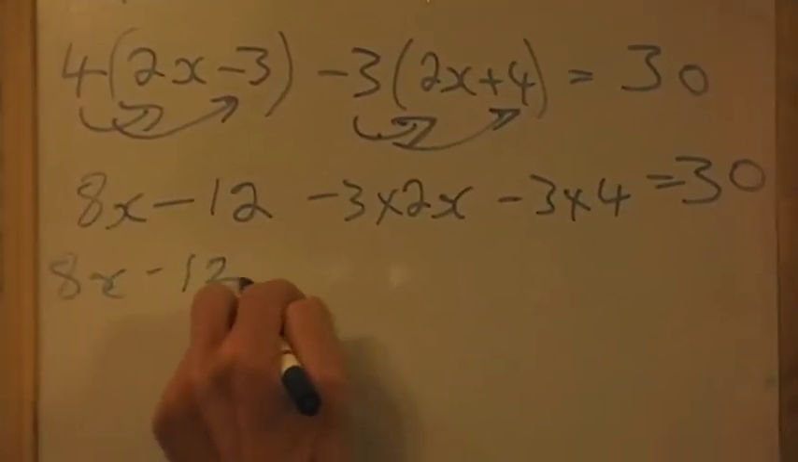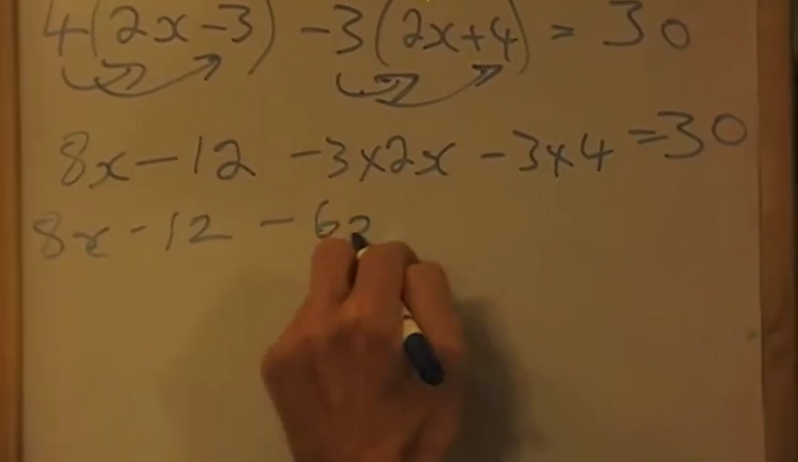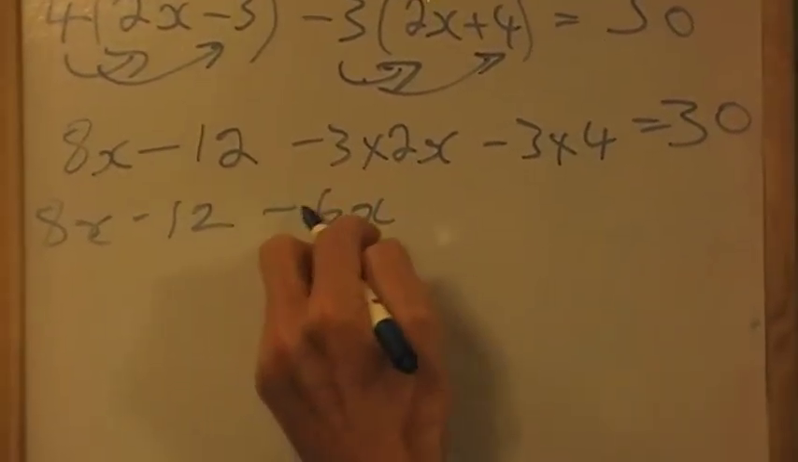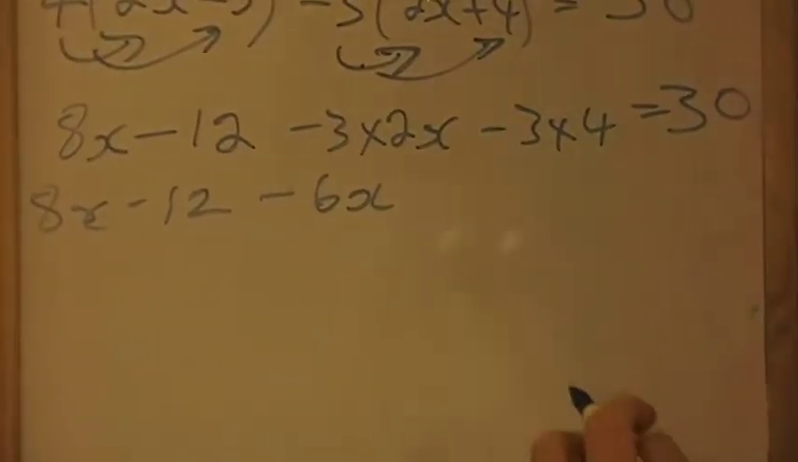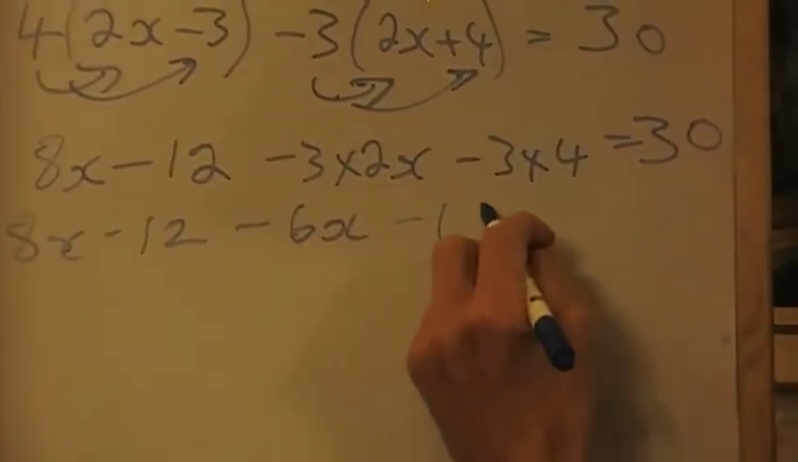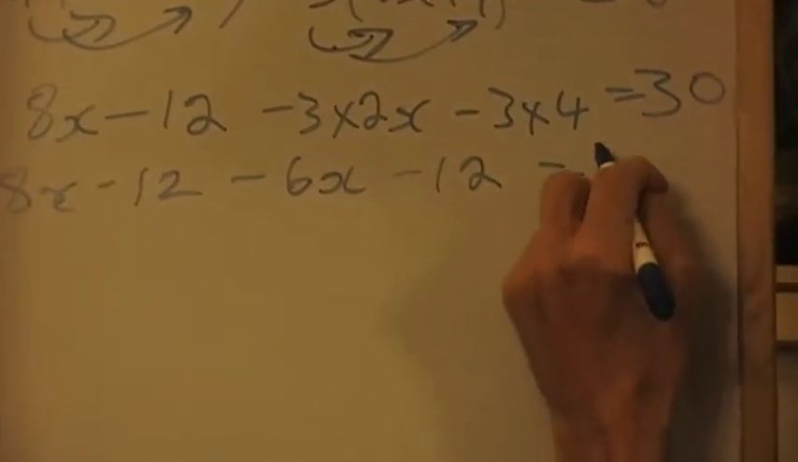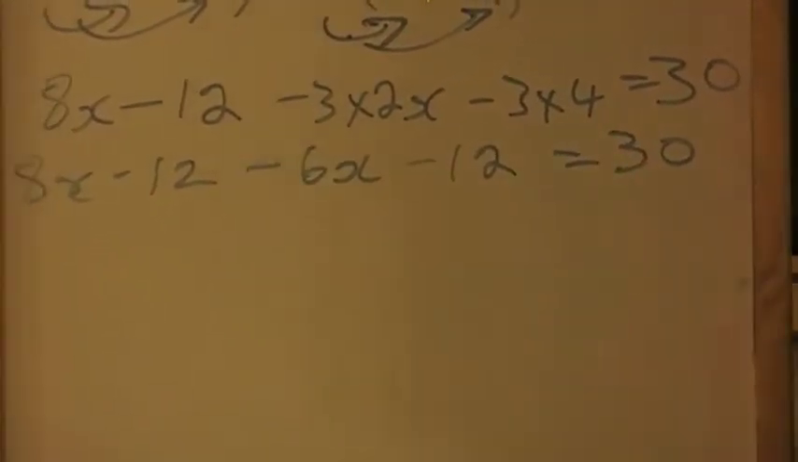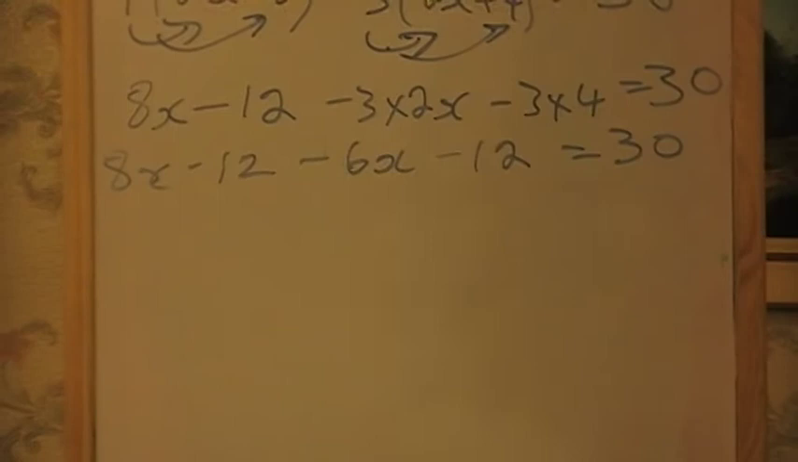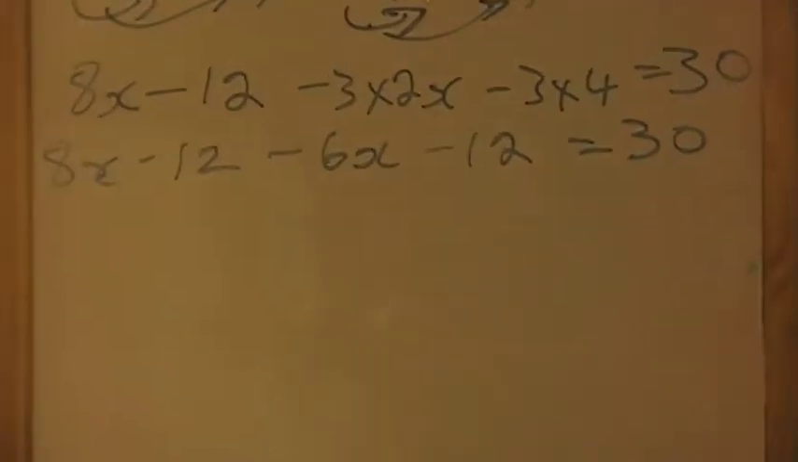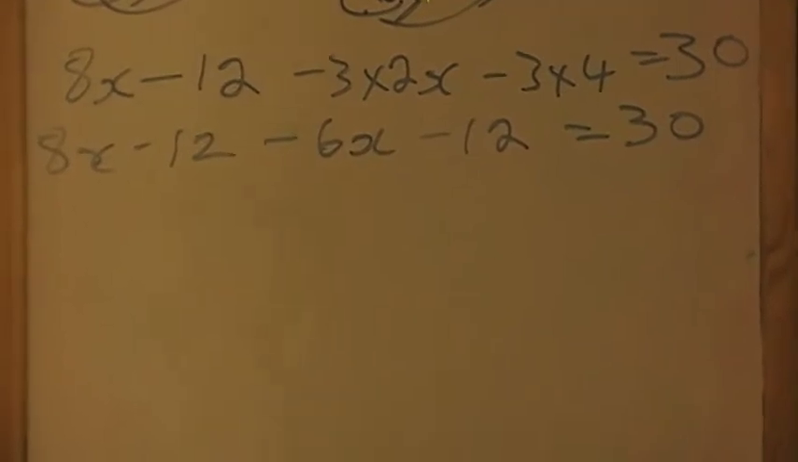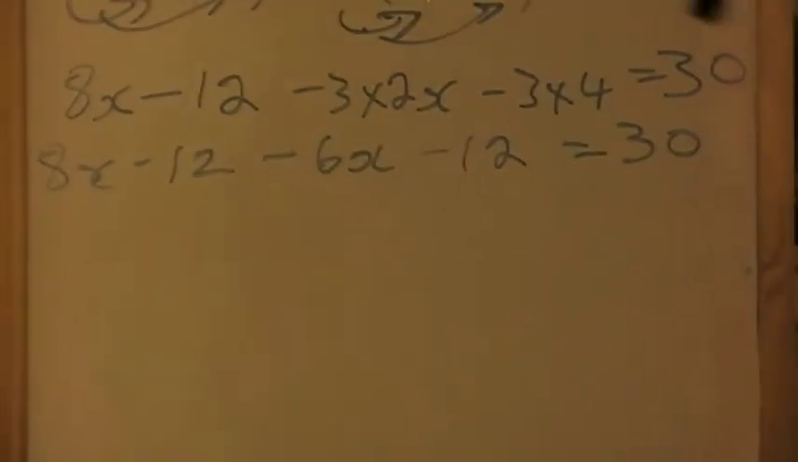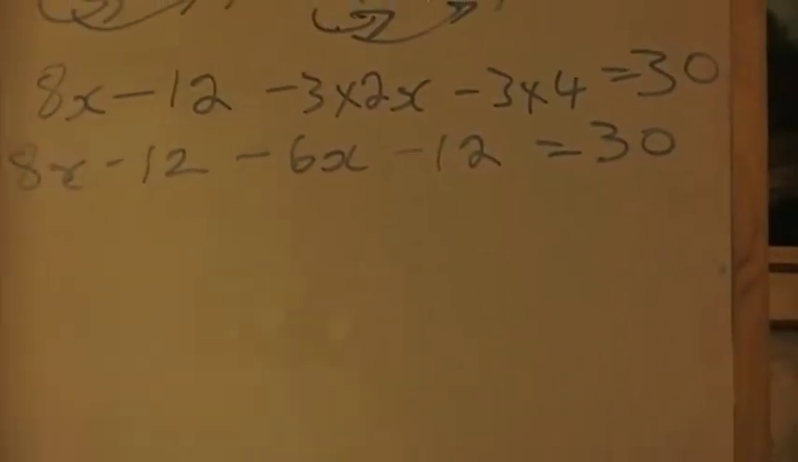8x minus 12 minus 6x, that's an odd number of minuses multiplied together, and another odd number of minuses multiplied together, that gives us minus 12 also. You may have another rule for dealing with minuses, but my little rule here is if you've got an odd number of minuses when you remove the brackets, the answer is minus. And if you've got an even number of minuses, then the answer is plus.